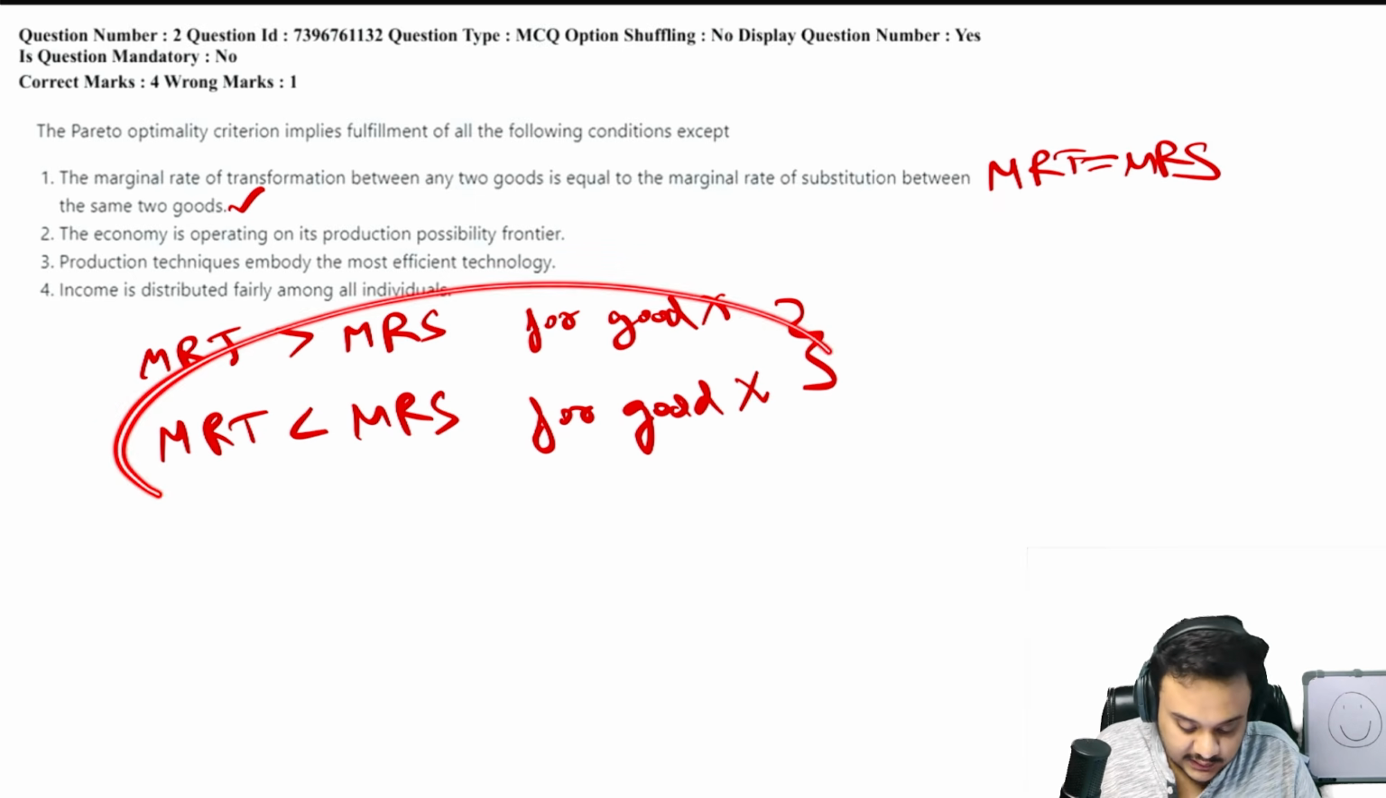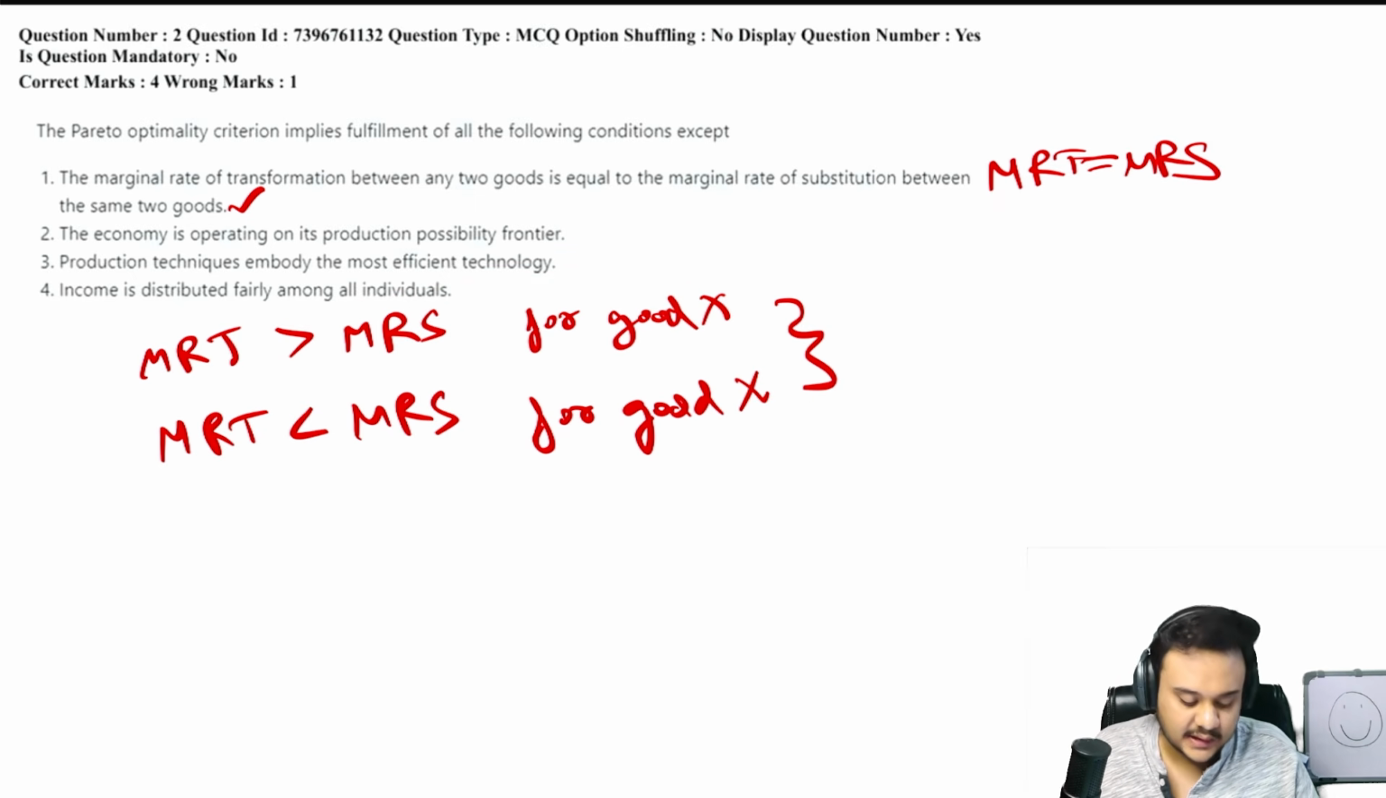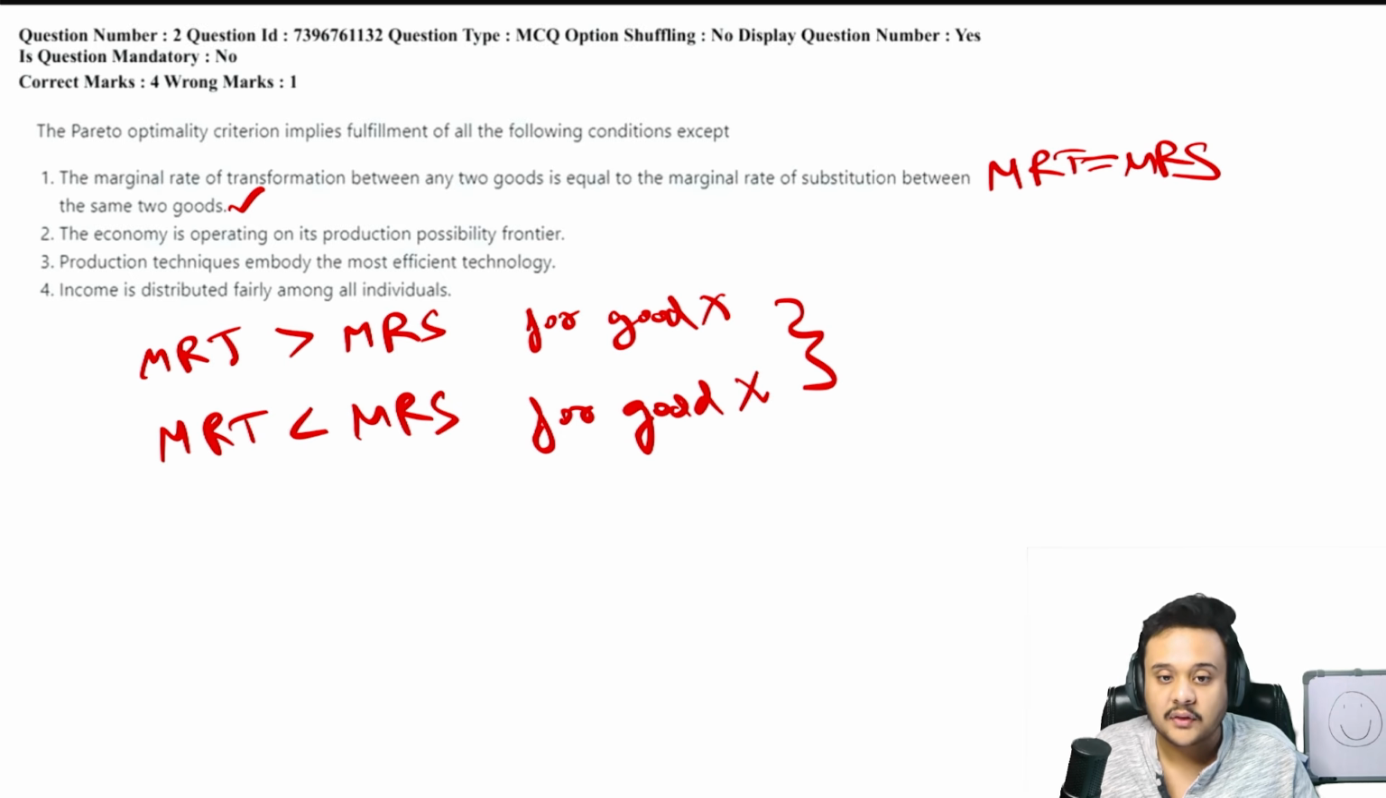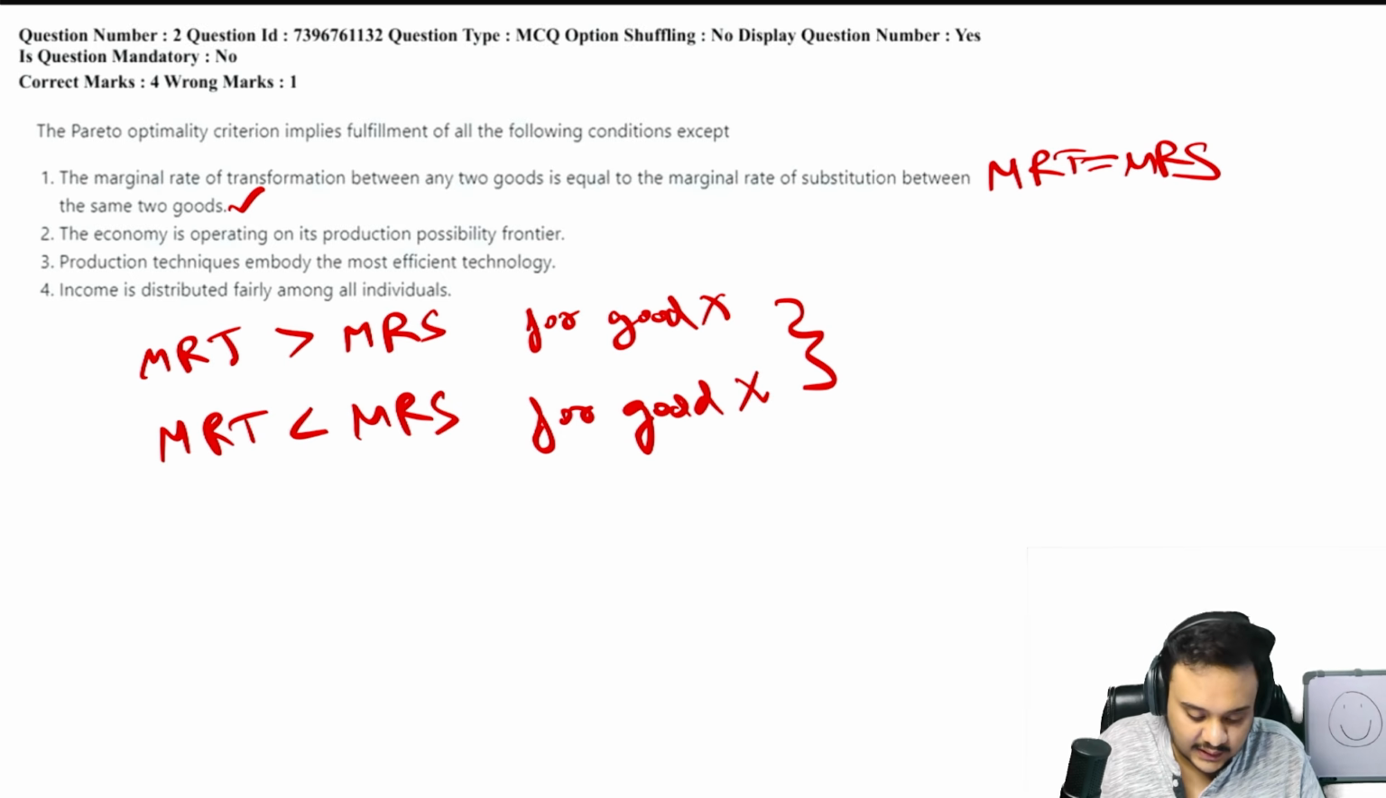Now the second option says that the economy is operating on the production possibility frontier. You should already know this very well: when you have a PPF, a point outside of the PPF is unattainable, and when you are below it, you can still go above it. So we always choose a point on the PPF itself when we are looking for a Pareto optimal combination. Okay, so that is why this is also true.